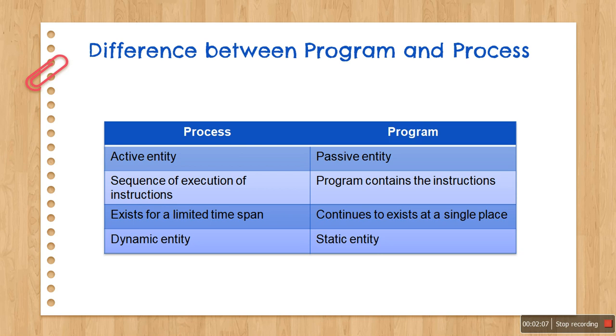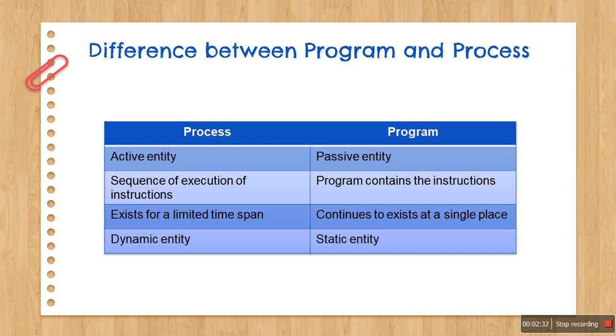So there is a difference between a program and a process. A program is basically a passive entity and a process is an active entity. A program contains all the instructions, and when they are put into a sequence of execution, we say it is a process. A program can reside on the disk and continue to exist until you delete it, but a process exists only for a limited time span.